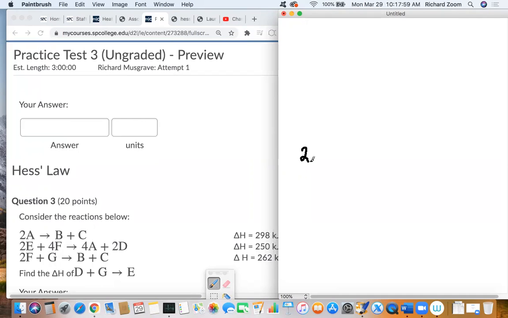And I'll do 2F plus D gives E plus 2F, and I'll flip the sign. So it was 250 kilojoules per mole, and I will divide that by 2, so it'll be negative 125. All right, I know I did a lot there. Does anybody have any questions about what I did there and why I did it on equation 2?